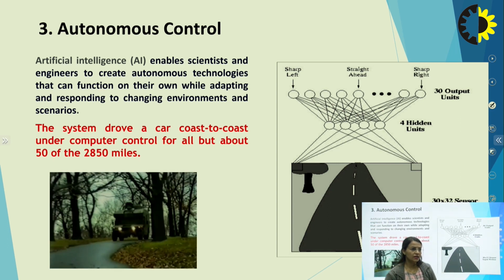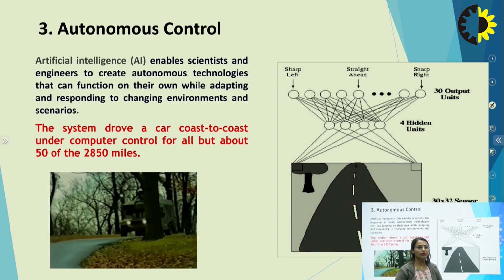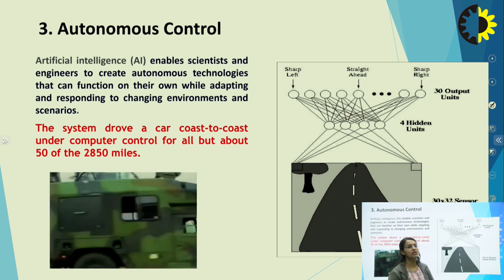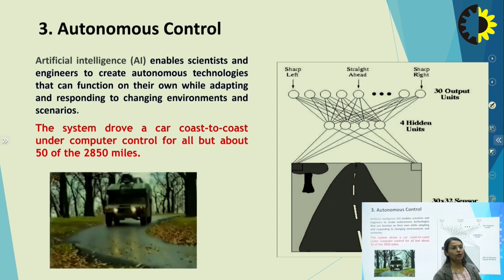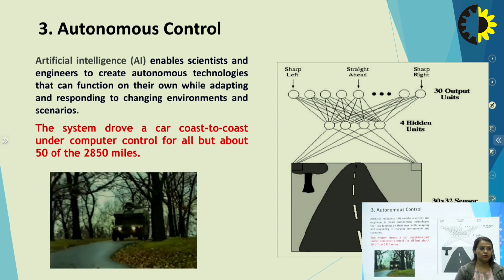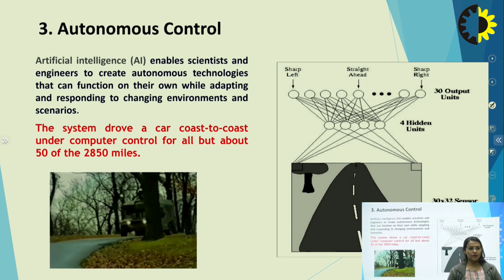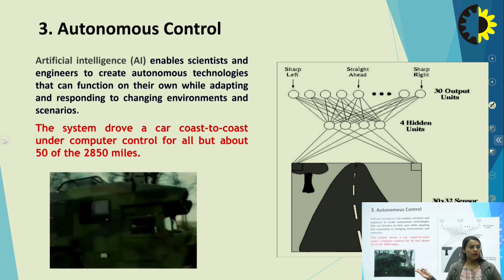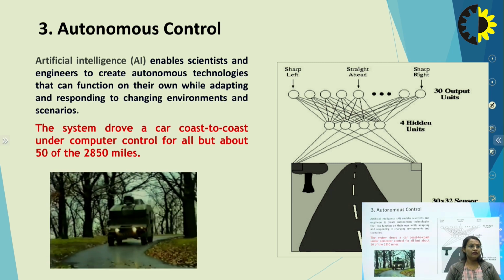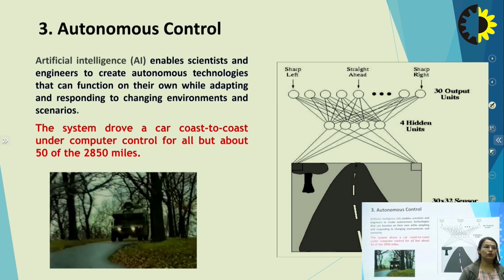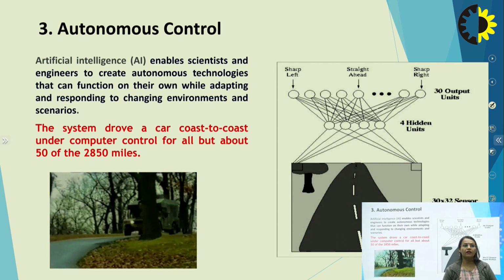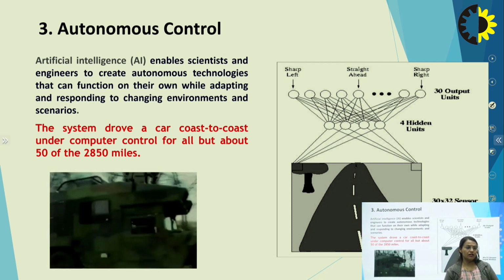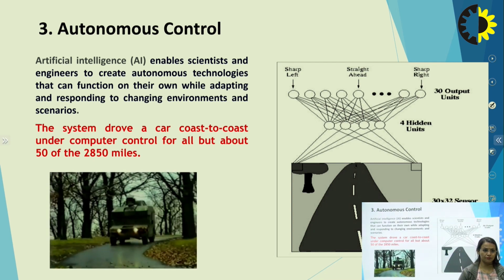Third is autonomous control. Autonomous control is the field that enables scientists and engineers to create autonomous technologies that can function on their own while adapting in response to changing environments and scenarios. In this situation, the machine is controlled by the system, where no driver is sitting, and the car is driven by a system coast to coast under computer control, for certain up to a range of 50 to 3000 miles as well.